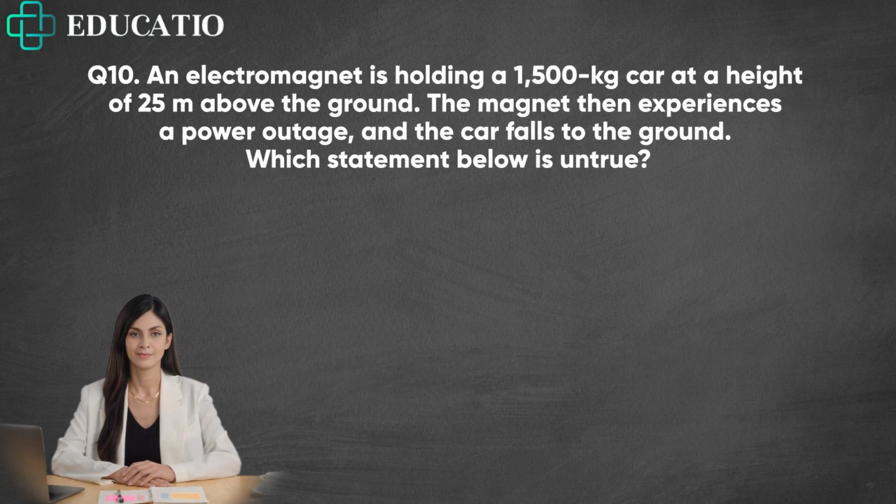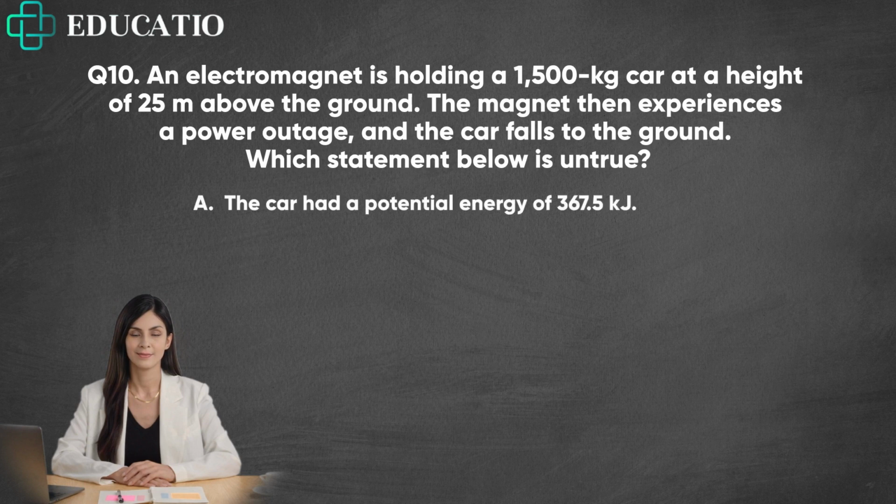Question 10. An electromagnet is holding a 1,500 kilogram car at a height of 25 m above the ground. The magnet then experiences a power outage, and the car falls to the ground. Which statement below is untrue?